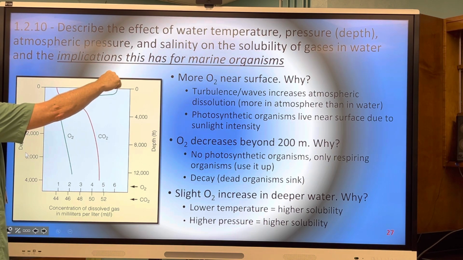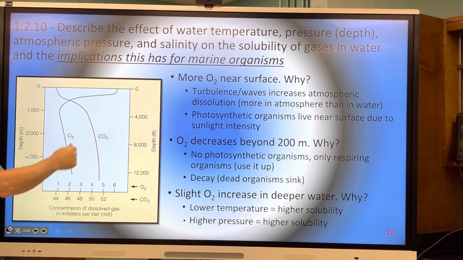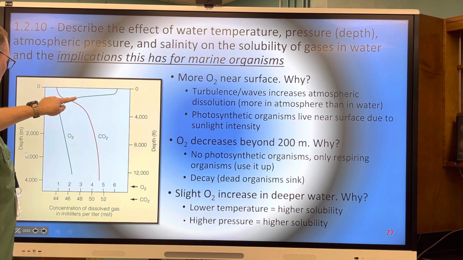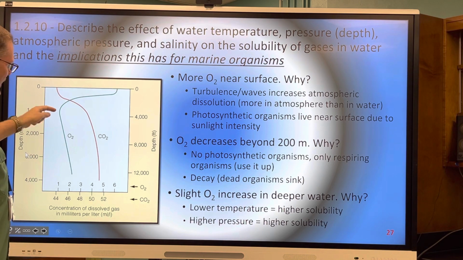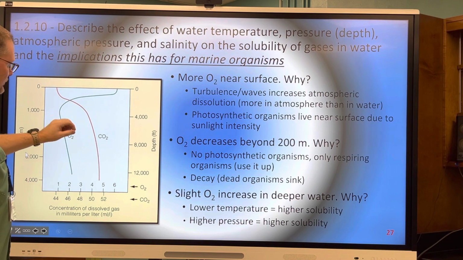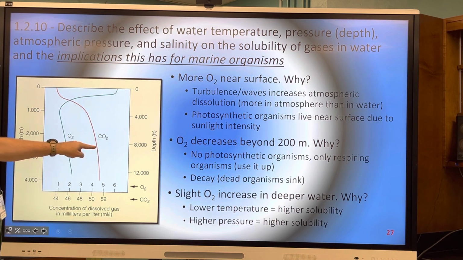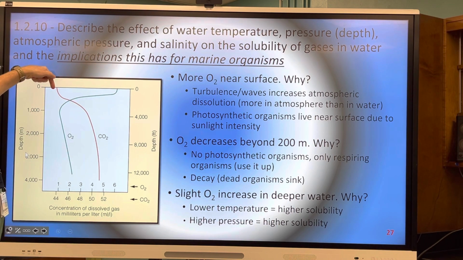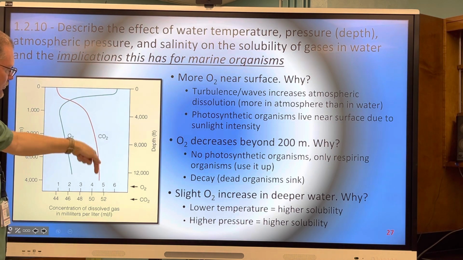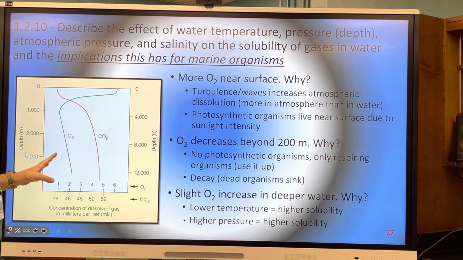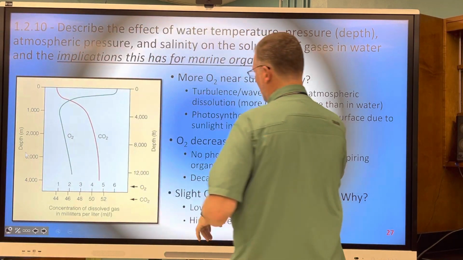So the deeper you go, the oxygen decreases. It decreases to a point and then slowly increases a little bit, all right? Then the carbon dioxide goes up, goes greater, and then slowly levels out to pretty much level. So let's read some of these questions, all right?